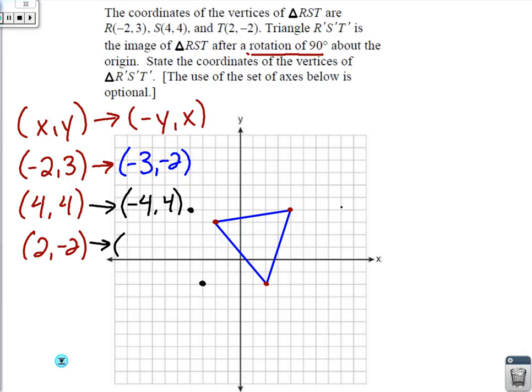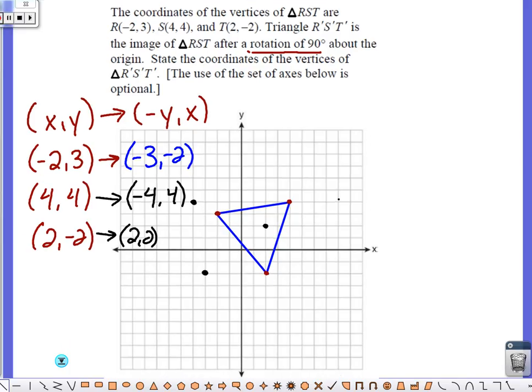Flip them, make the y negative, flip them to 2, so right 2 up. There's my new triangle. That's been rotated 90 degrees about the origin. Connect the dots.